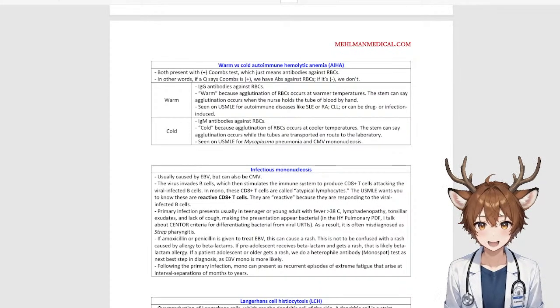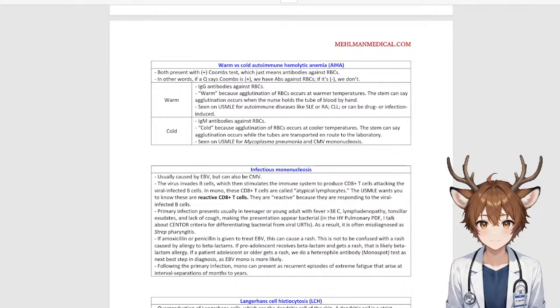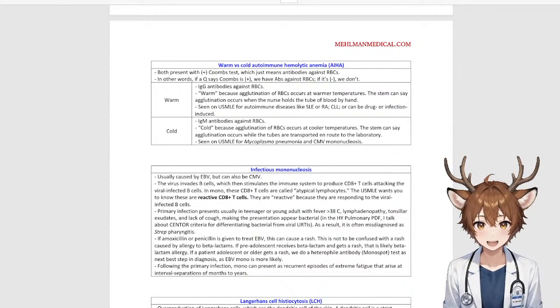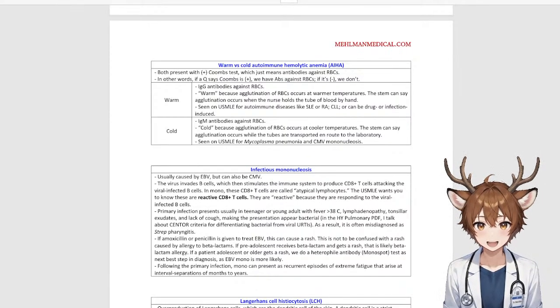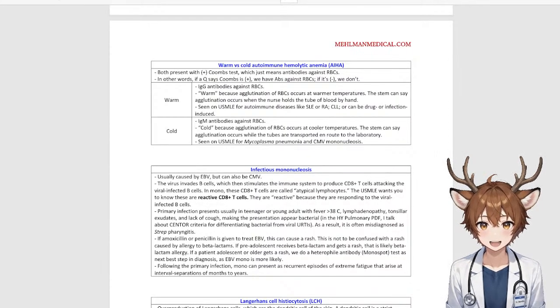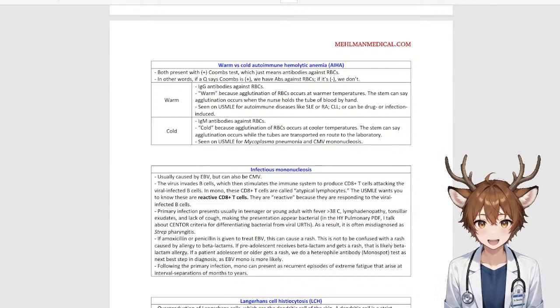Cold, IgM antibodies against RBCs. Cold because agglutination of RBCs occurs at cooler temperatures. The stem can say agglutination occurs while the tubes are transported en route to the laboratory, seen on USMLE for mycoplasma pneumonia and CMV mononucleosis.